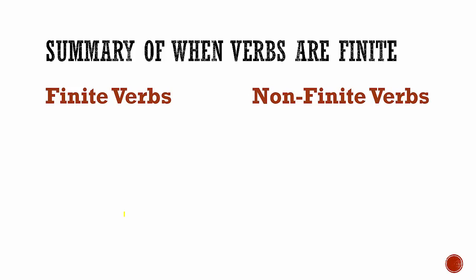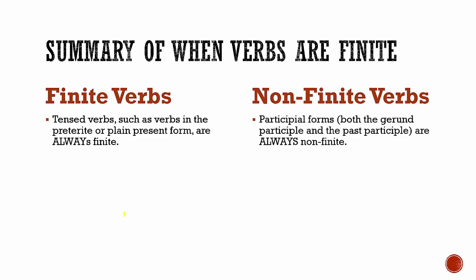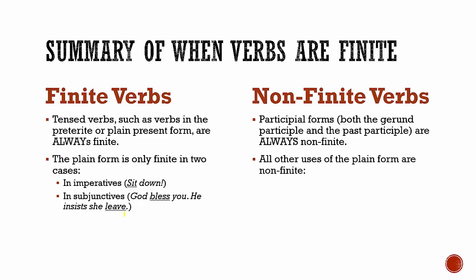So let's summarize that. So tensed verbs, such as verbs in the preterite or plain form, are always finite. Participial forms, the gerund participle and the past participle, are always non-finite. The plain form is only finite in two cases: when it's in imperatives, like sit down, or in subjunctives, God bless you, he insists that she leave, or he insists she leave. Okay, so in those cases, it's finite. All other uses of the plain form are non-finite.